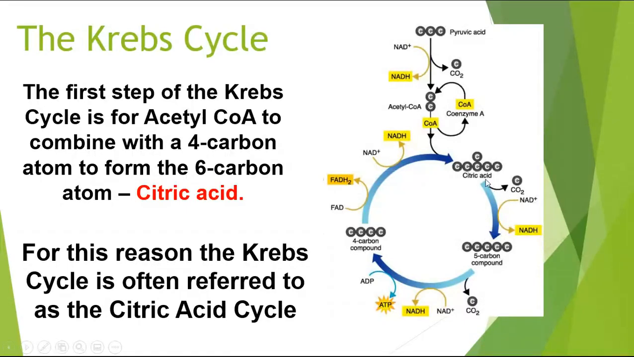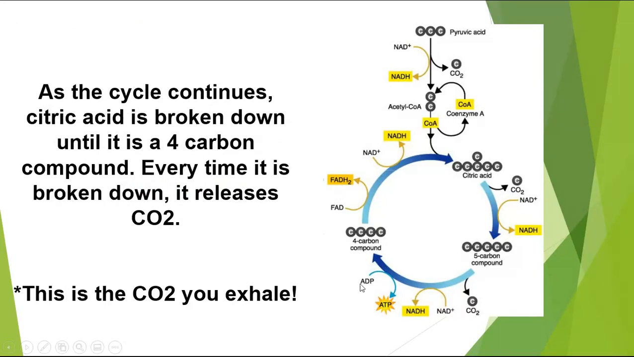Through the process of the Krebs cycle, you also have products being formed: NADH, ATP, and FADH2. Eventually, the six carbon citric acid becomes a four carbon compound and it is reused. This reusing of the four carbon compound makes the process of the Krebs cycle efficient because nothing is wasted.